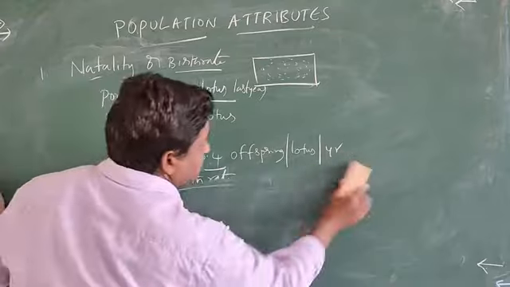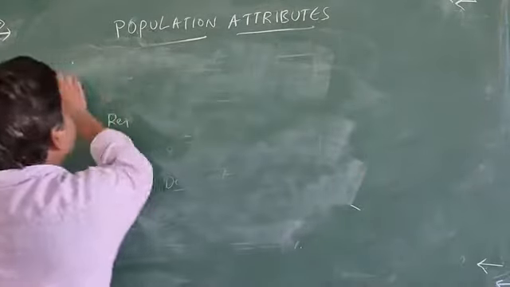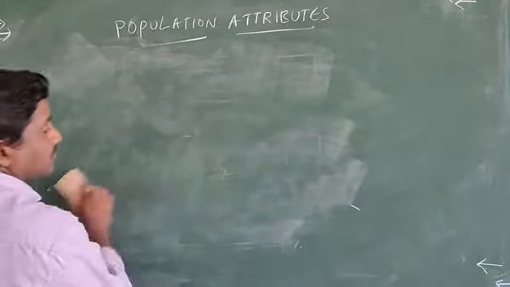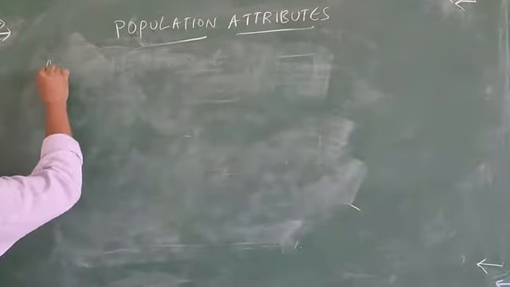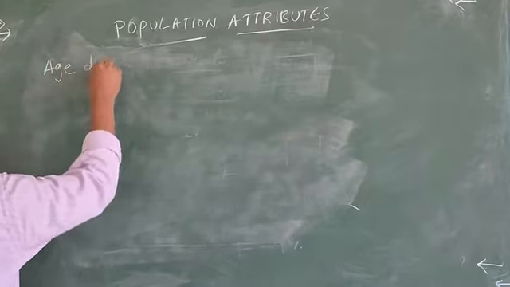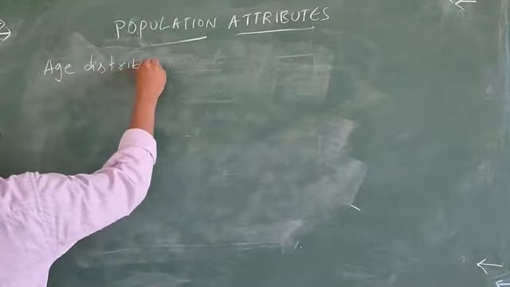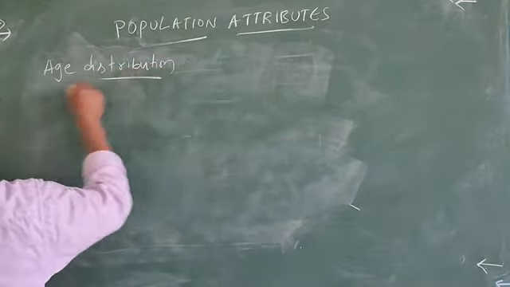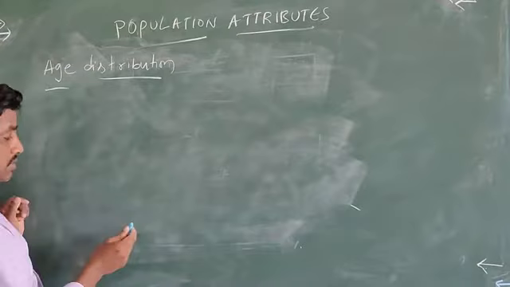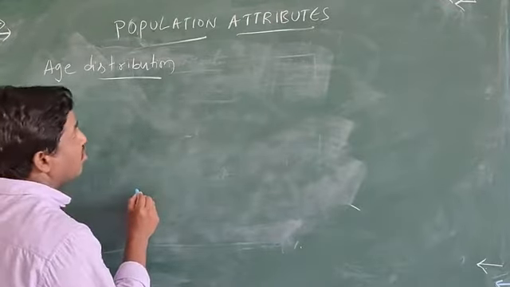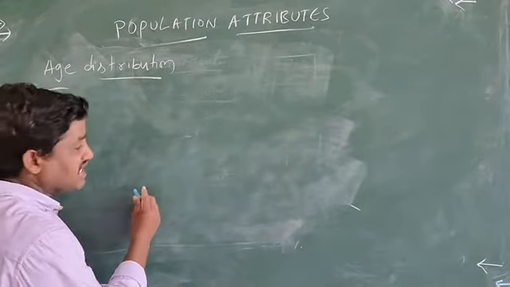And the remaining you can see here. Next, age distribution. If you see this age distribution, first of all, see here how to draw the age pyramids.